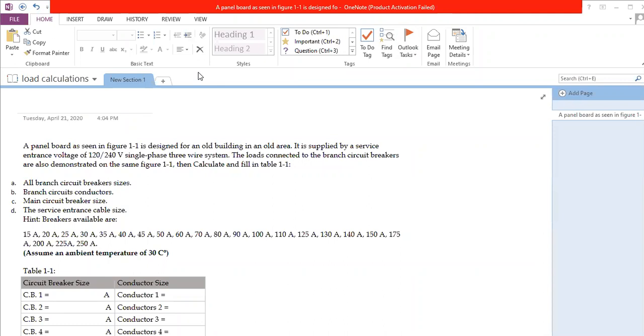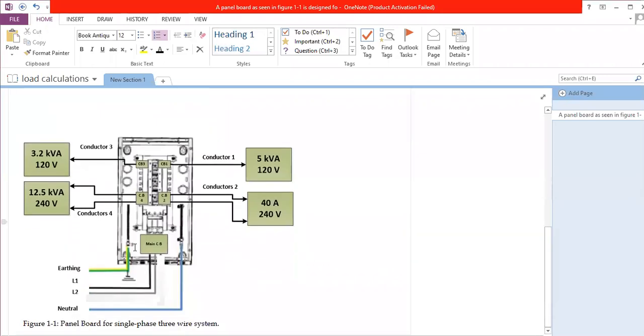of the load calculation. Okay, so what you can see here is as follows. We have a panel board. This is a panel board and it's connected to 4 different loads, and I want to calculate the conductor size for conductor number 1, conductor number 2, conductor number 3, and conductor number 4.